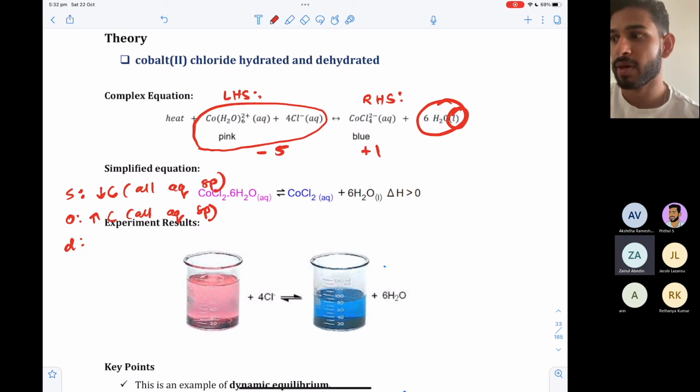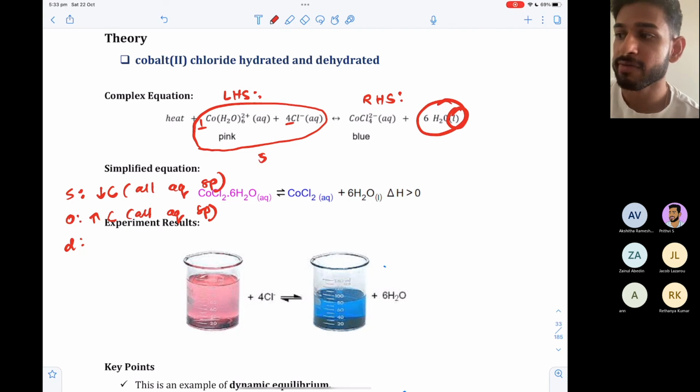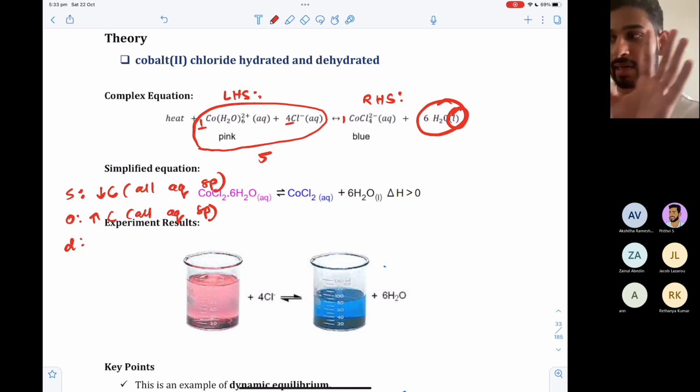Do you agree? Yeah. So what you need to do is add up the total number of moles on the left-hand side that are aqueous. So in this case, it's 1 plus 4, and that would be 5. And on the right-hand side, you'd add up the total as well. And that would just be 1, because we're not accounting for the water. Water is not aqueous, it's a liquid, right?